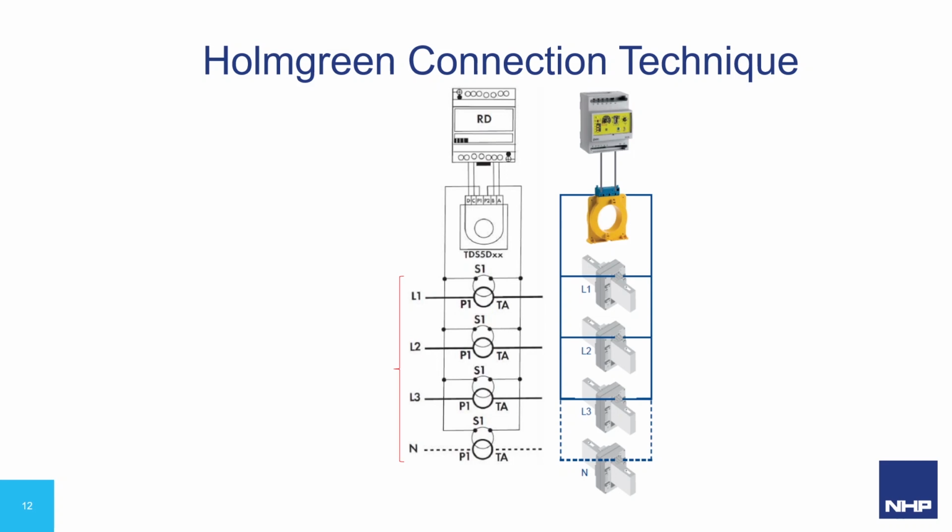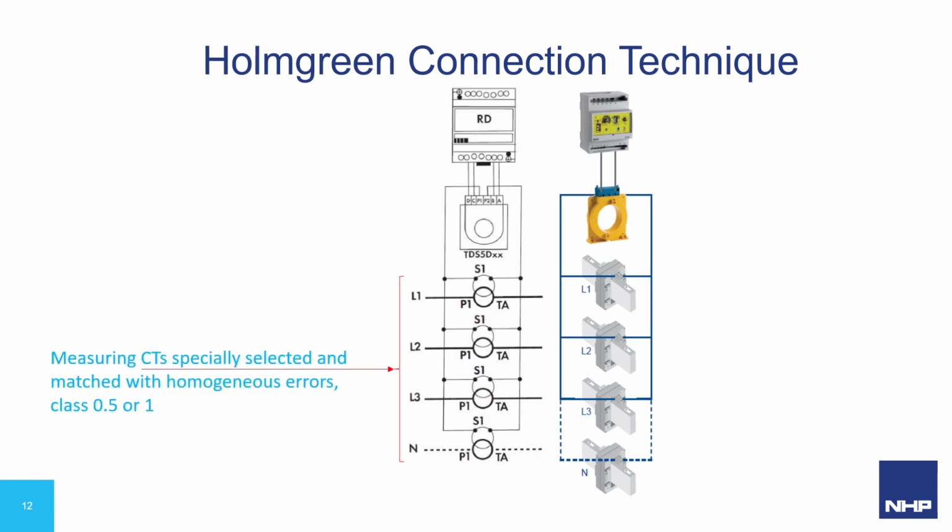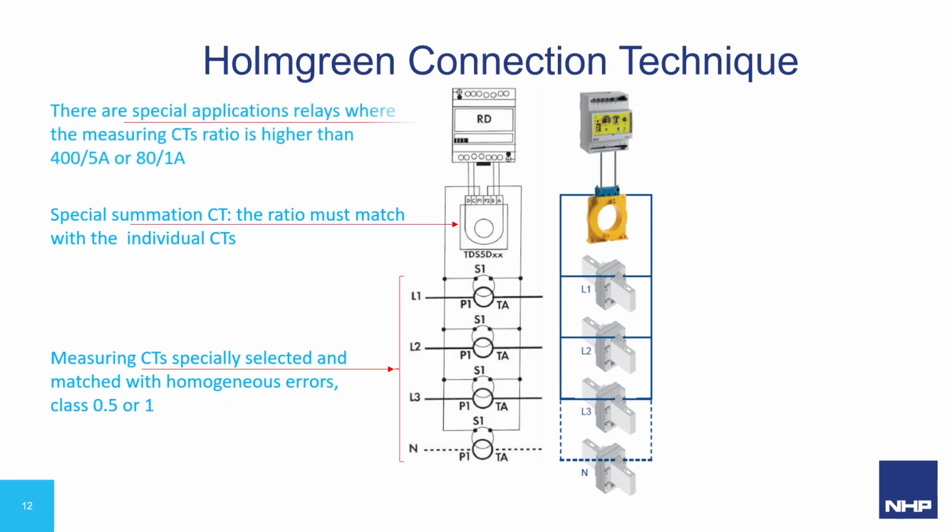In this case, specially tested and selected current transformers that have closely matched characteristics are chosen, and these are installed on individual phase conductors and connected to a special summation current transducer. The transducer ratio is matched to the current transformers and input to our RD type relay in this case.